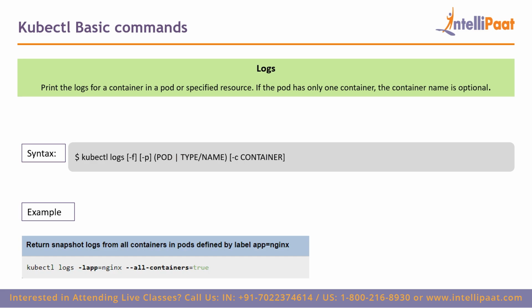It's optional then. The syntax for it is kubectl logs, then -f, -p, depending on whatever you are using, the pod and or the type name, and the container name that you want. So if you want to get the logs of all of the containers in a pod by the label app equals to nginx, then what you do is kubectl logs, then -l for the label, and then app equals to nginx, --all-containers equals to true.